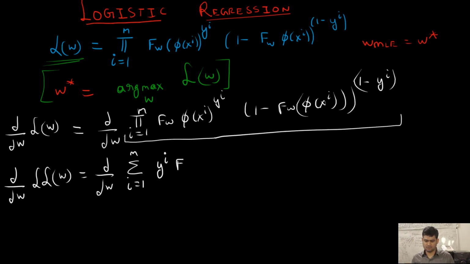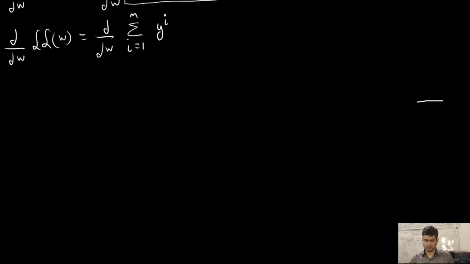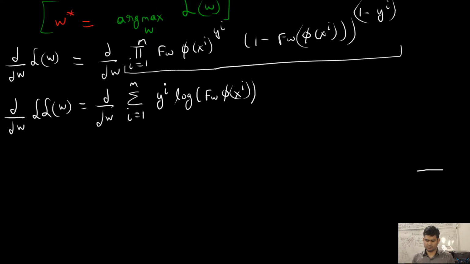y_i times the log of f_w phi of x_i, plus 1 minus y_i times log of 1 minus f. Right. So we can take this derivative inside.